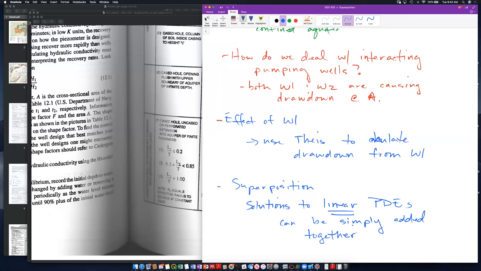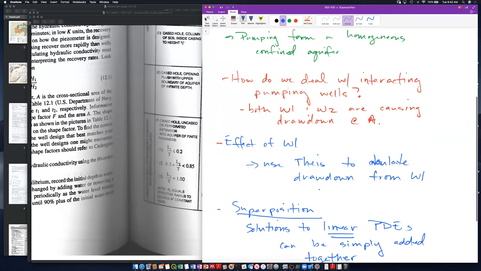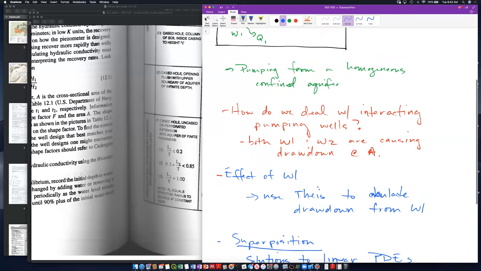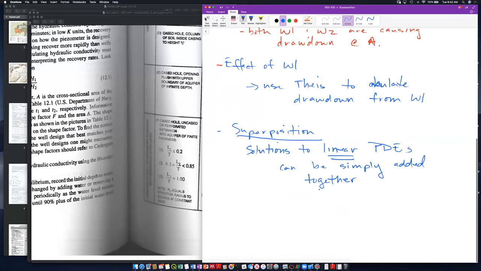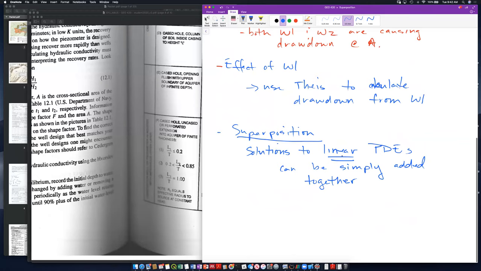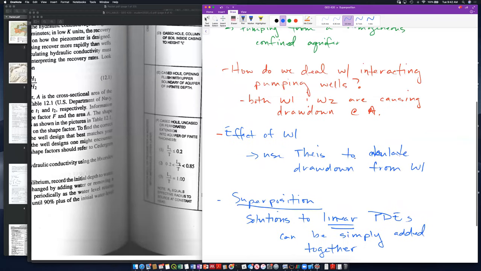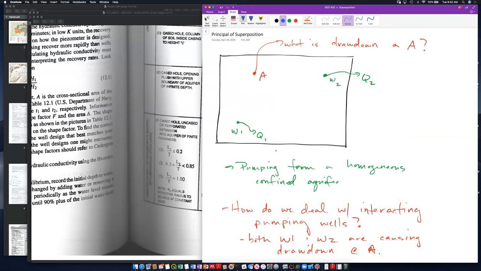All right, what this means for us in the world of hydrogeology, the importance of this principle of superposition cannot be overestimated. What it means is that if I want to calculate the drawdown at A, I calculate the drawdown from W1 as if W2 didn't exist. That's the Theis equation.